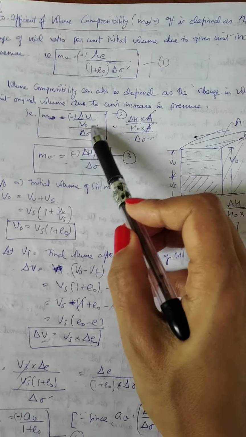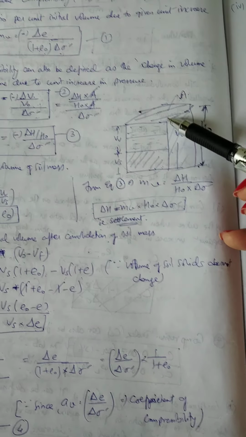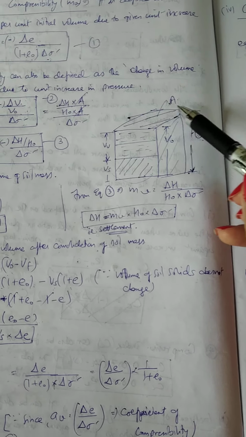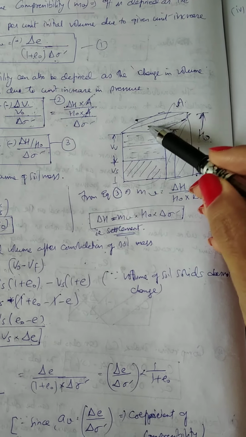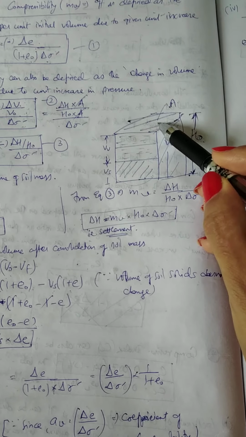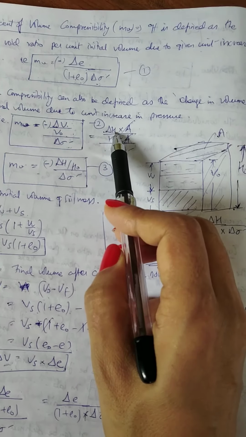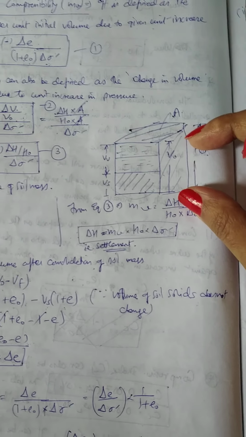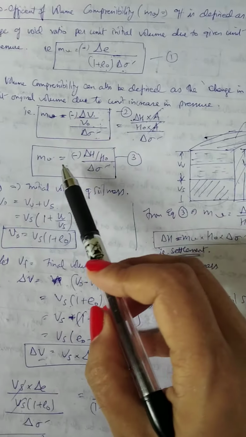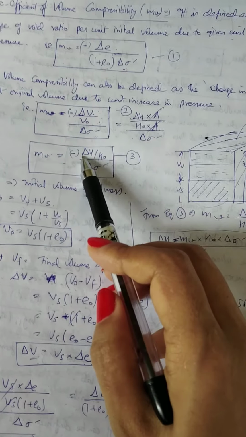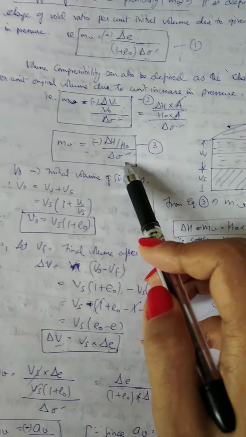And volume we can express in terms of area. If we consider a solid mass having a total volume of V, and the cross-sectional area as A, and the total original height is h0, then the total volume of the solid mass will be the height into the cross-sectional area. So change in volume is the decrease in height because of the stress, into the cross-sectional area. If we cancel this area, then we can express MV also in terms of height, as change in height per unit original height due to unit increase in pressure, right?